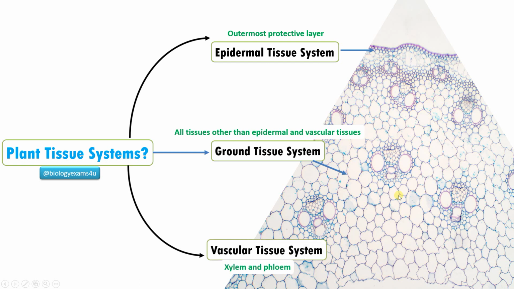And the third tissue system is a vascular tissue system that is involved in conduction of food and water, that consists of both xylem and phloem. This is arranged as vascular bundle, and this is the xylem and this is the phloem. Xylem is involved in conducting water to upward regions of the plant, whereas phloem is involved in transferring photosynthate or sugars to different parts of the plant.